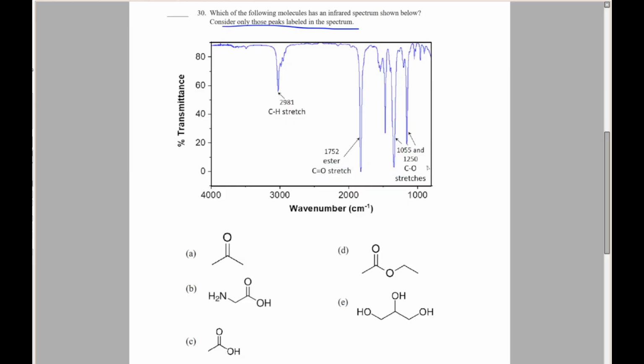single bond stretch. And because we have both a CO double bond and CO single bond, this means we have an ester. And an ester looks sort of like this, where we have a carbon, and then we have this single bond, this CO single bond, and this CO double bond. And the only sort of answer that matches up with an ester is going to be D. So our answer is D.